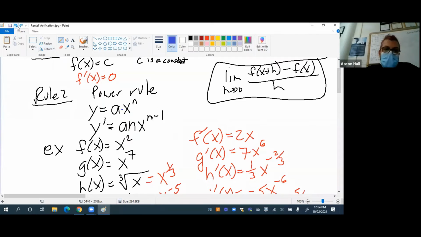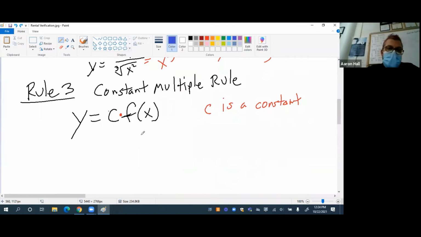And so our constant multiple rule says that we could rewrite this as our derivative then is just c times the derivative of f of x.